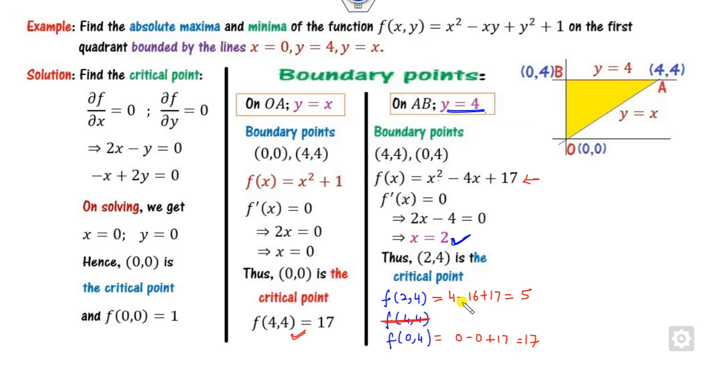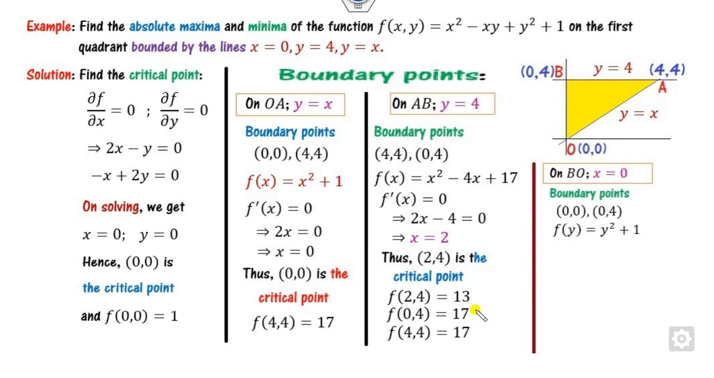Why is it at (2, 4)? It's 2, so it's 2 times 4. Sorry, it's 8. So it's 16. Fine. So it's 13.